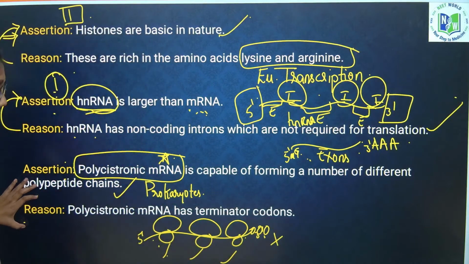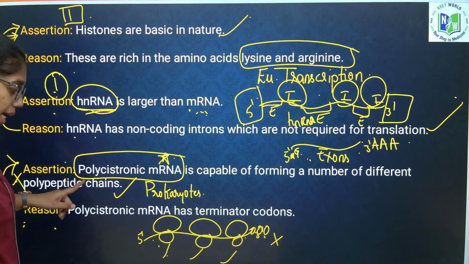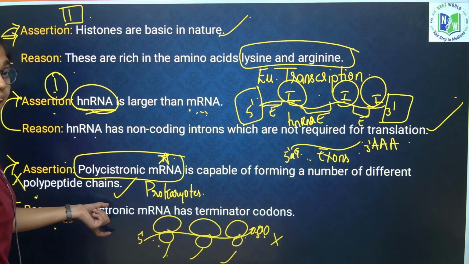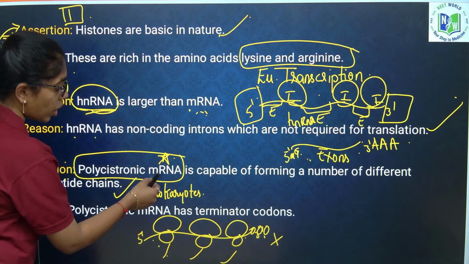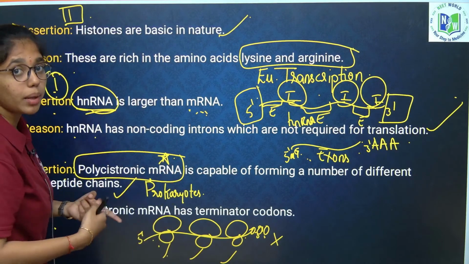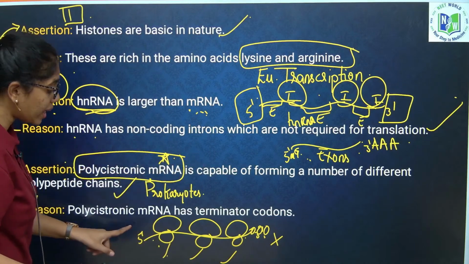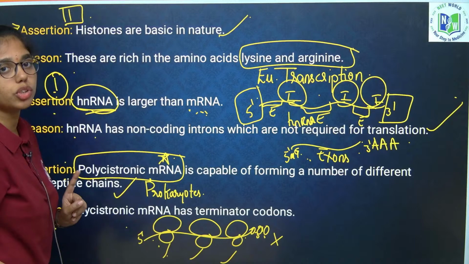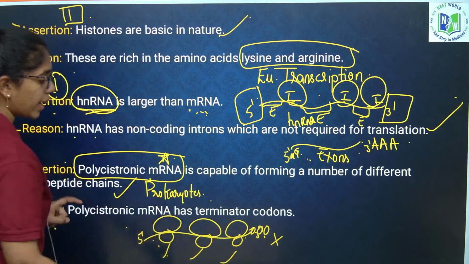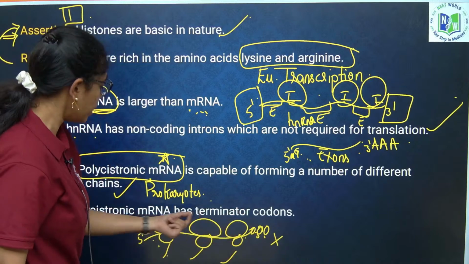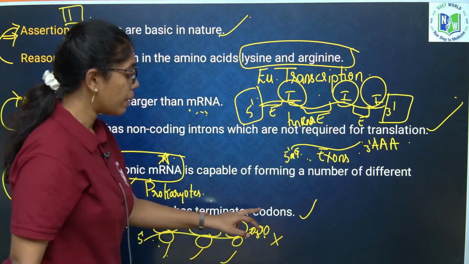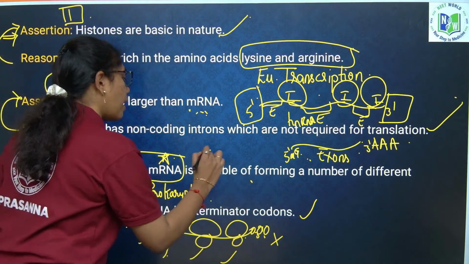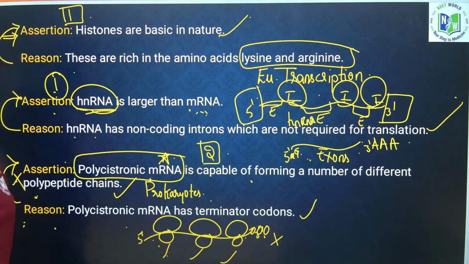Here the reason is there, but it is not explaining the assertion. If it were explaining the assertion, the reason would have a statement on how the different polypeptide chains are formed. That statement has to be explained in the reason, then only we choose option 1. As it is not explaining, it has just stated that polycistronic mRNA has terminator codons, which is a correct statement, but nowhere does it explain the assertion. So we have to choose option 2. Clear? Next.